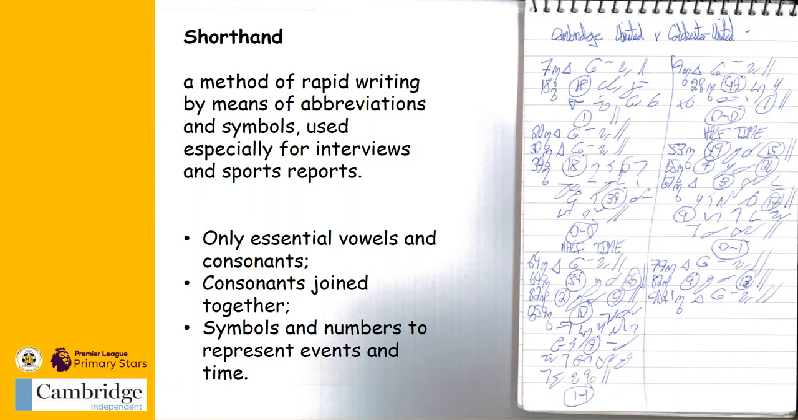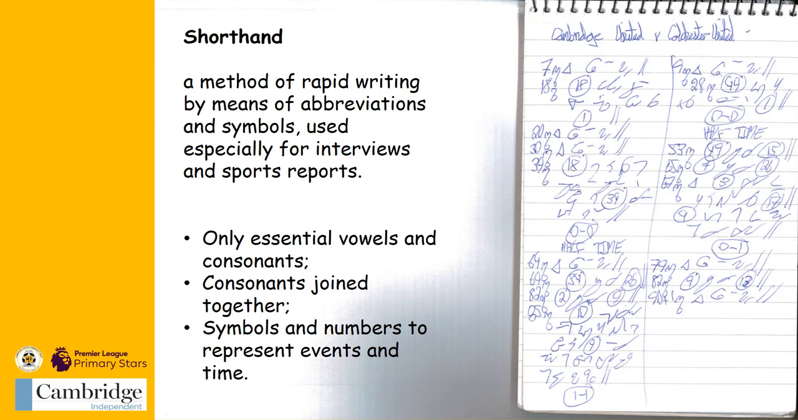And a technique, a method of writing that journalists use to put together these notes is something called shorthand. So as you can see here by this example kindly donated by a sports journalist from the Cambridge Independent, shorthand is a method of rapid writing that uses abbreviations and symbols. It's good for use with interviews and sport reports.